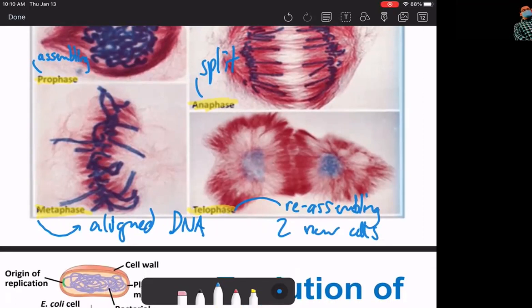Because you can kind of see in telophase, it's the only one where it's like, now I can see 2 cells at this point. That's about it.